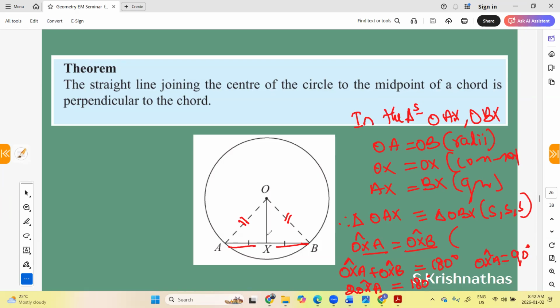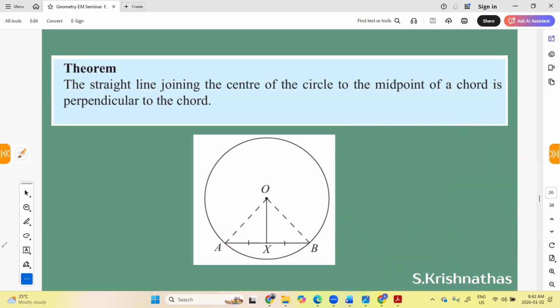If one of the angles is 90 degrees, this is perpendicular. This is the formal proof of the theorem. Okay, have you understood the formal proof of the theorem? Right, next.